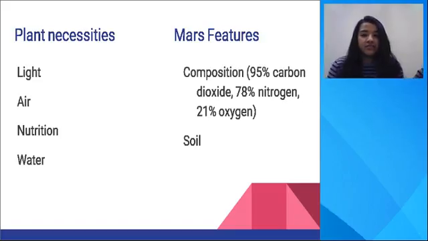So before we enter this topic, we first have to identify some of the basic conditions that plants need in order to survive. The main ones are light, air, nutrients, and water.